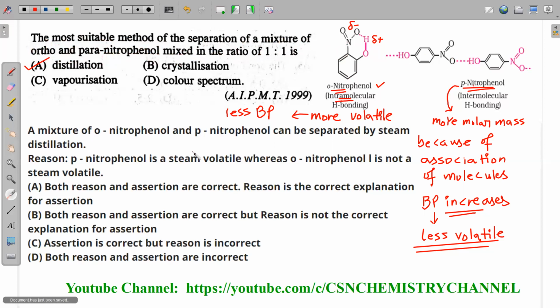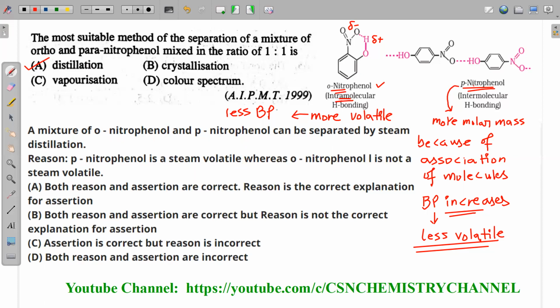Suppose we go for assertion and reasoning type questions. Here one more question is given on the same concept. This is another question, purely based on the assertion and reasoning model. See the first statement: a mixture of orthonitrophenol and para-nitrophenol can be separated by steam distillation. The reason is that para-nitrophenol is steam volatile, orthonitrophenol is not steam volatile.